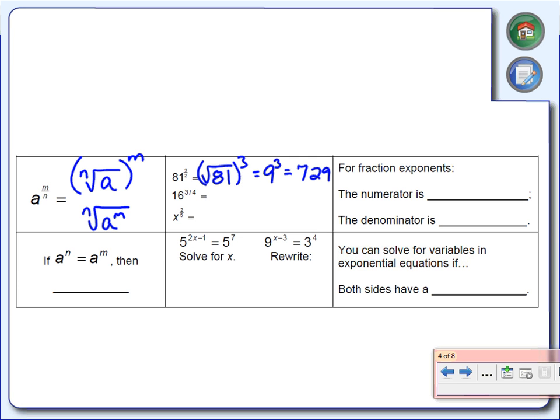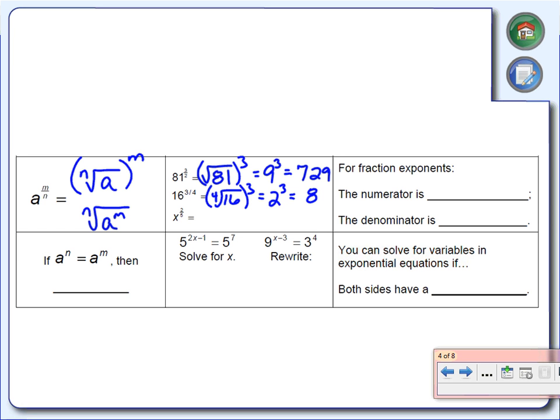Let's take a look at the next one, 16 to the 3/4 power. The bottom number, the 4, represents our root. So we're going to take the 4th root of 16. The top number represents our power. So the 4th root of 16. The 4th root of 16 is a 2, because 2 times 2 times 2 times 2 would be 16. However, we're going to take that number to the 3rd power. 2 to the 3rd power would be what? 8. Therefore, 16 to the 3/4 power would be equal to 8. And this is how we get it.